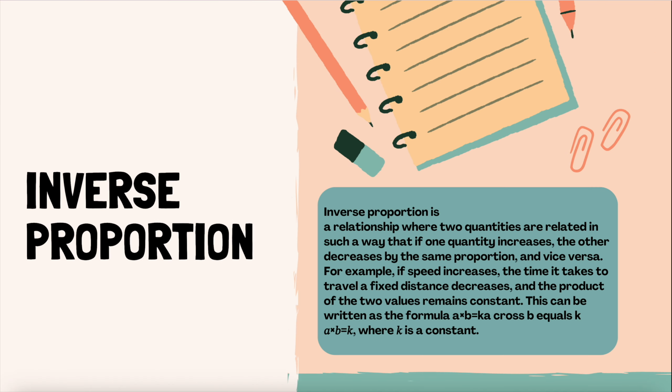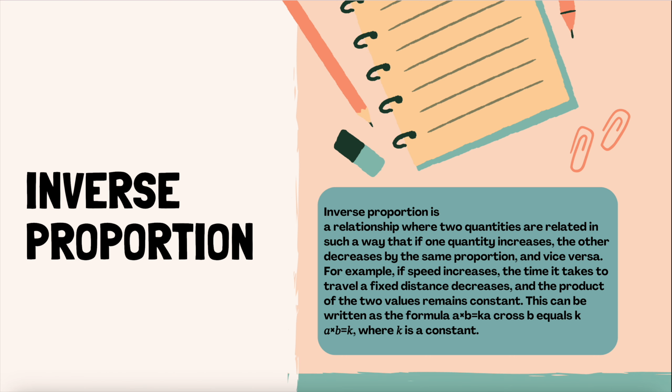Now, let's move to inverse proportion. In an inverse proportion, when one quantity increases, the other decreases, so that their product stays constant. The formula is x times y equals k.